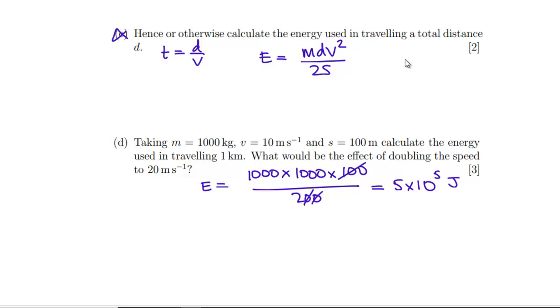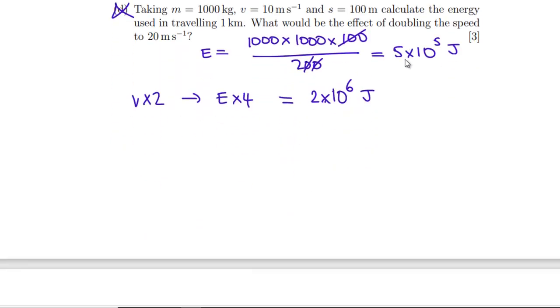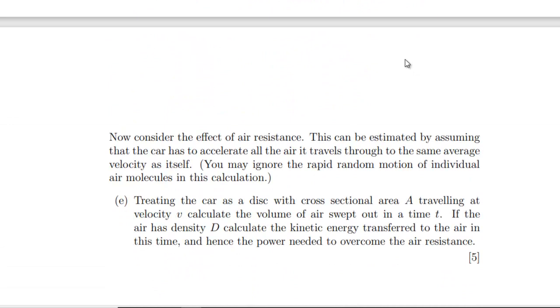What would be the effect of doubling the speed? If we've got v times 2, that means we've got E times 4. So we'd have 20 times 10 to the 5, which is 2 times 10 to the 6 joules. Nice, it's flying along. I'd imagine they're warning at the start we're going to get some, here we go, air resistance.